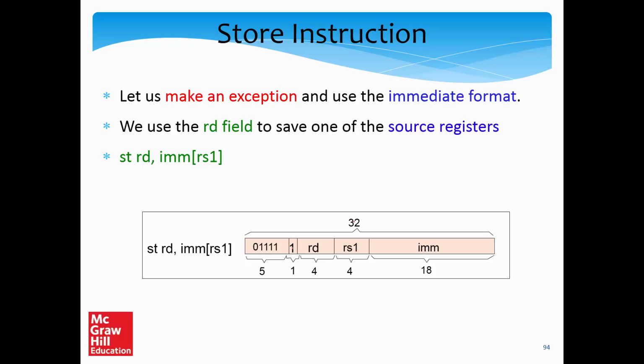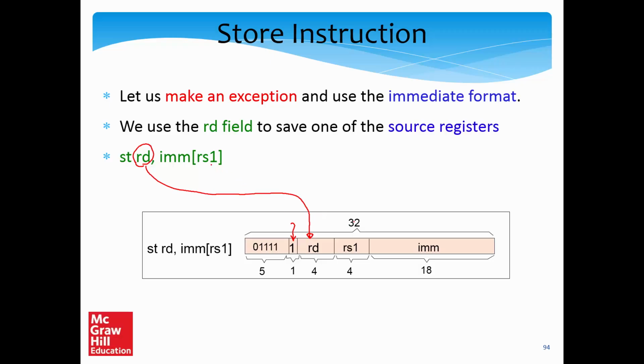The immediate bit over here, which is one more bit, is 1, which means an immediate exists. The register whose value needs to be stored is actually being stored in the RD field, which is fine. It will introduce some complexities in the processor. We'll take care of it.